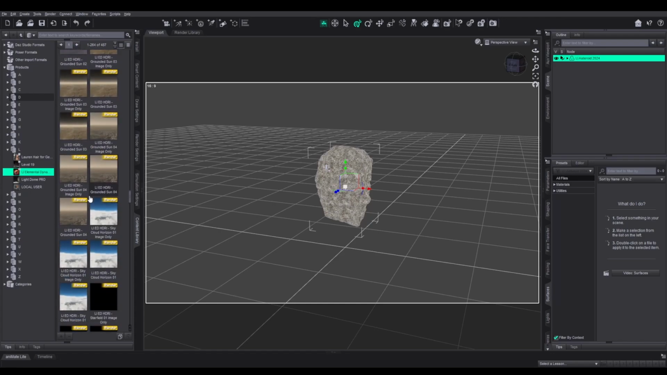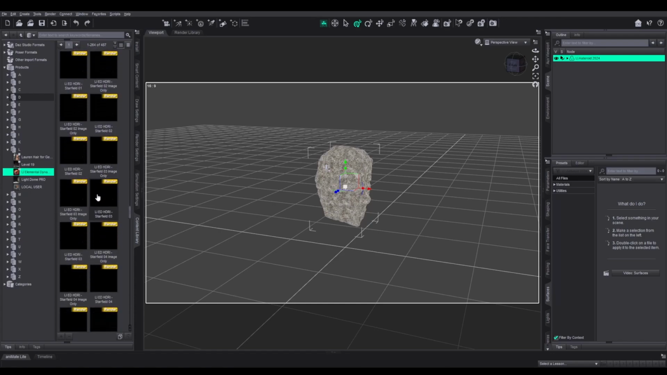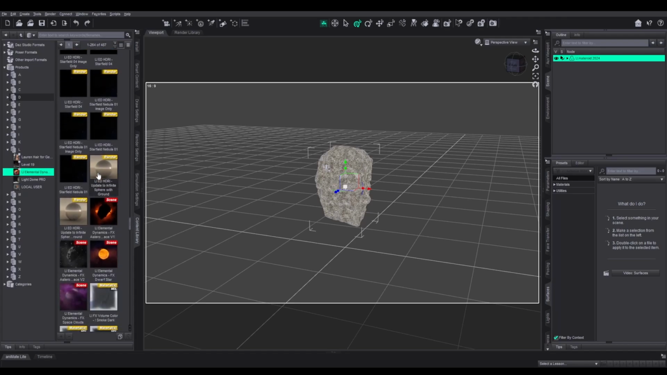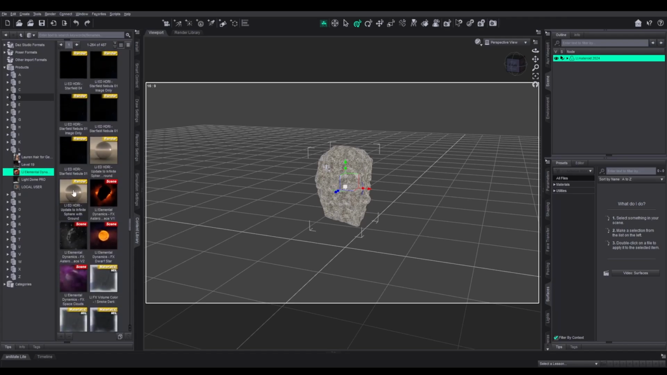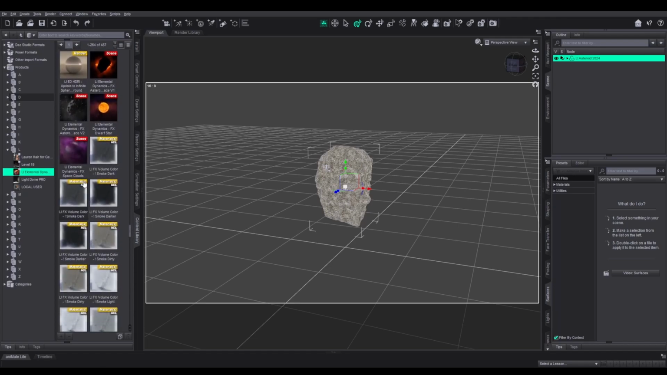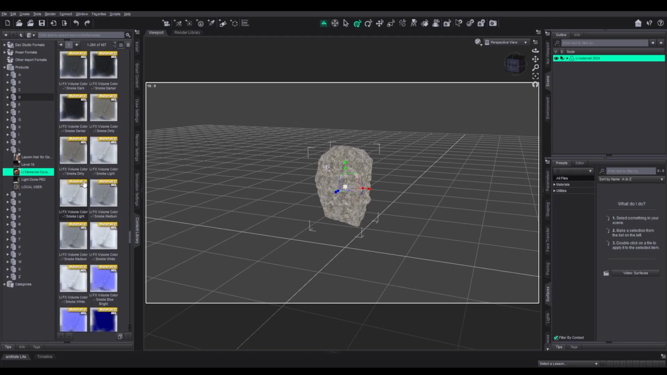I have no idea what these are for. No idea what this is. No idea what these are. Not sure what all this is.